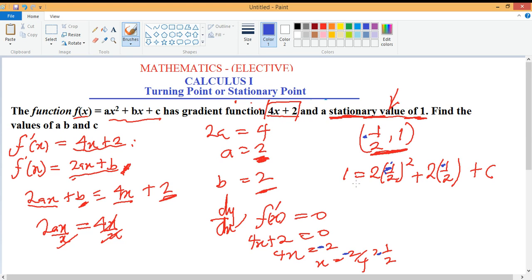Plus c. Good. If you compute everything here, we are going to get the whole of this. Use calculator. Okay, let me take my time gradually so that you get it. This will be 2 multiplying 1 over 4, plus. No, become minus, plus negative times 2 minus 1 plus c. Then 1 is equal to, this will give us half. 1 over 2 minus 1 plus c.